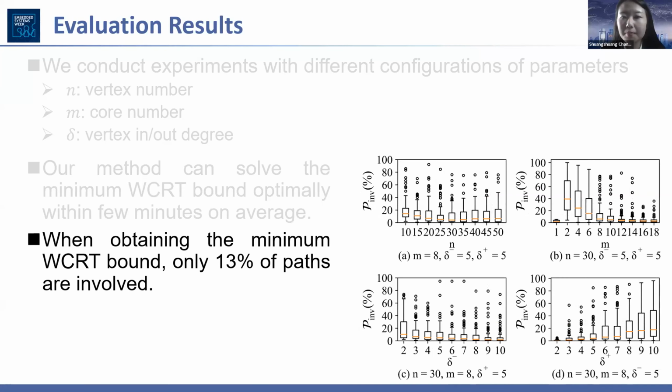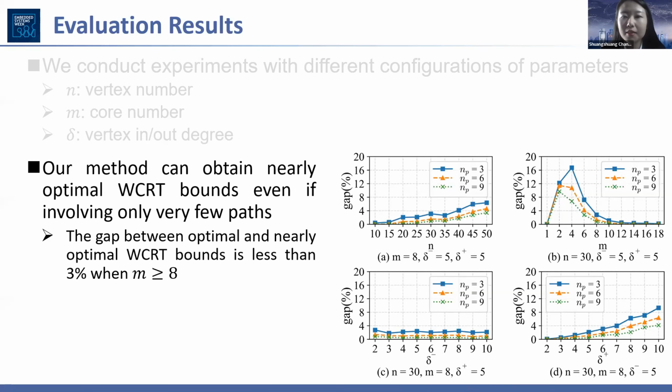When obtaining the minimum WCRT bound, only 13% of paths are involved. Our method can obtain nearly optimal WCRT bounds even if involving only very few paths. The gap between optimal and nearly optimal WCRT bounds is less than 3% when the curve number is larger than 8.